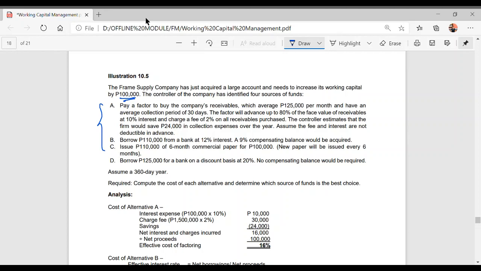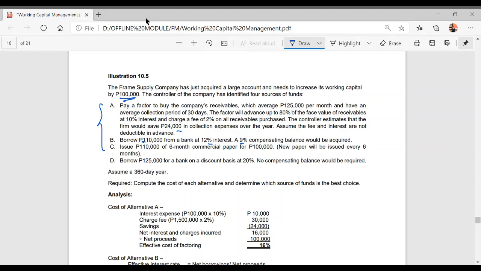So, mangita ta og financial institution nga mopalit sa receivables nato nga makakolekta og 125,000 per month and have an average collection period of 30 days. And then the factor will advance up to 80% of the face value of the receivables at 10% interest and charge fee of 2% on all receivables purchased. The controller estimates that the firm would save 24,000 in collection expenses over the year. So kung ibaligya ang receivables, dili na siya makagasto og 24,000 sa pag-collection. So assume the fee and interest are not deductible in advance. So dili siya discounted. The second option is mangutang sa bangko 110,000 and then there's a 12% interest and naay compensating balance needed.